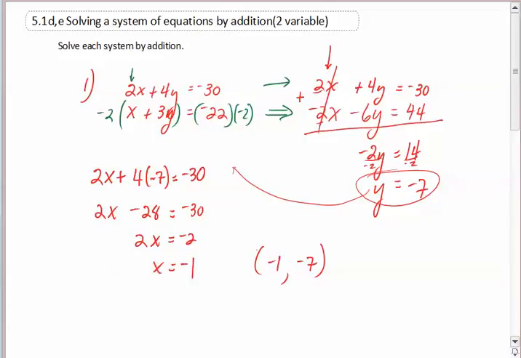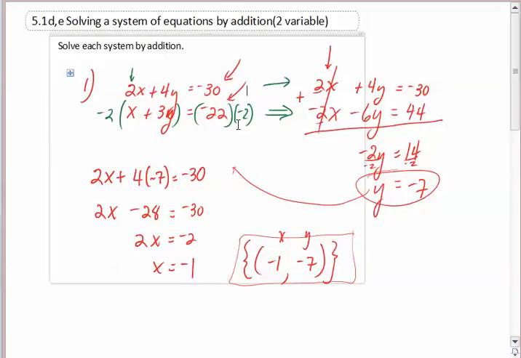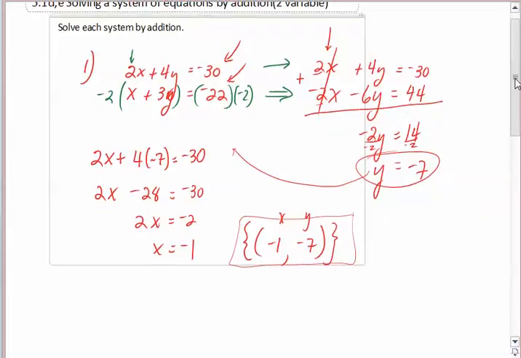So this is my solution right here. The solution is the point -1, -7. And if I put this x and this y back into these two equations, they will end up being equal. In other words, the left side will end up equaling the right side. Let's take a look at two more.